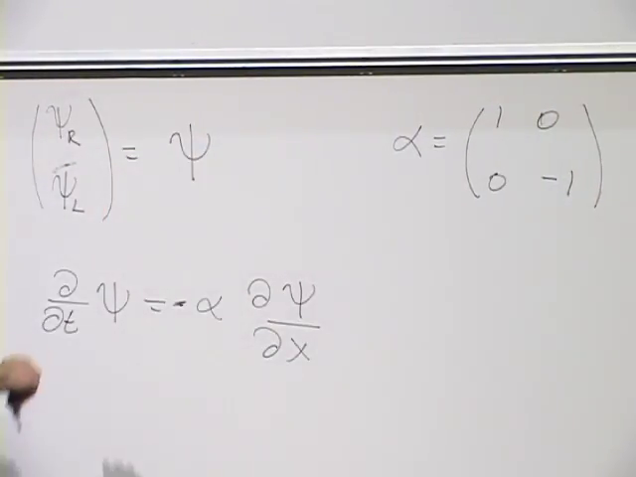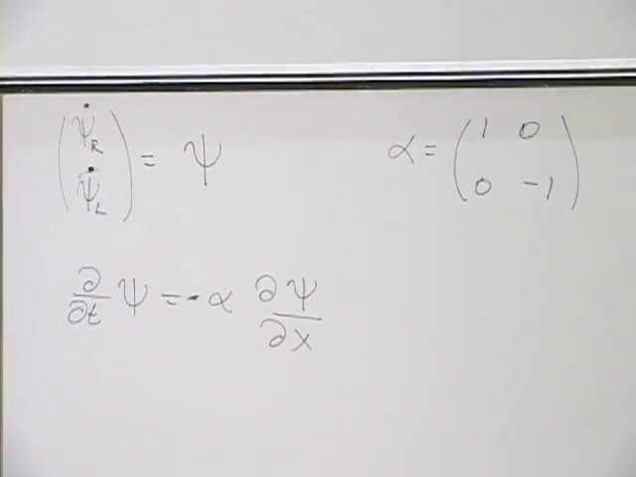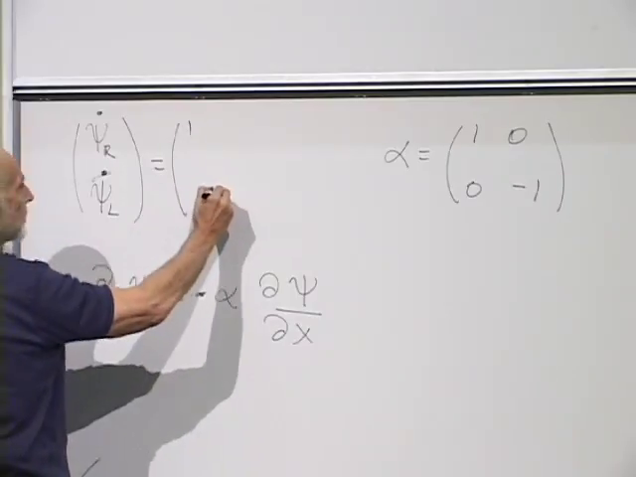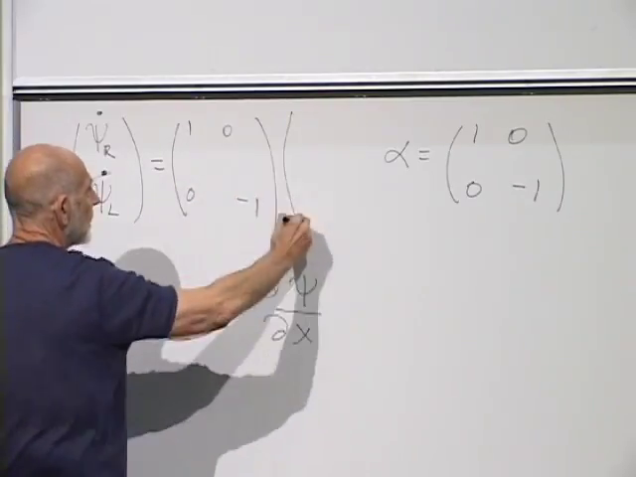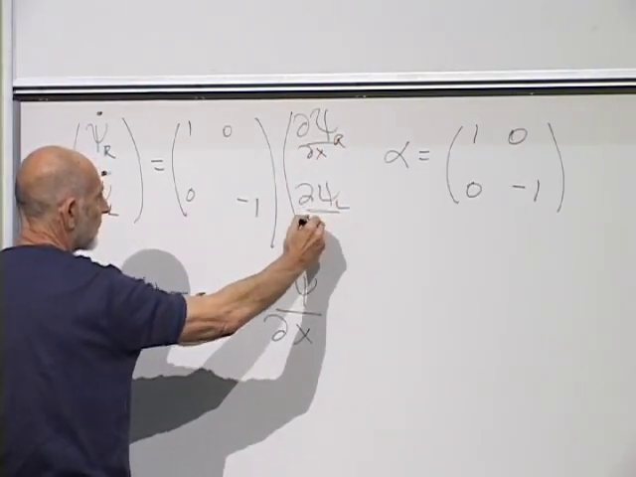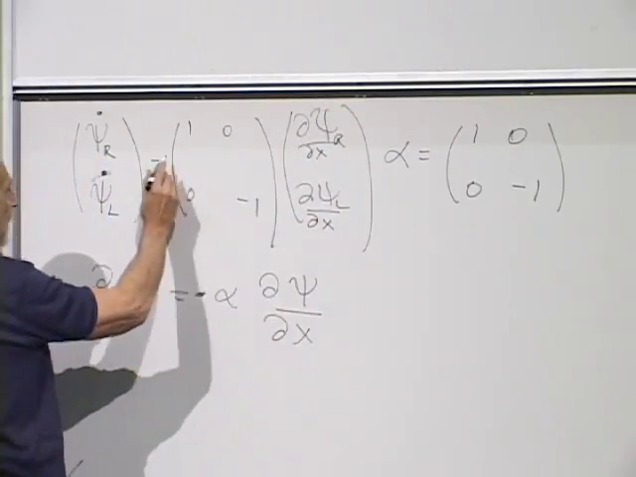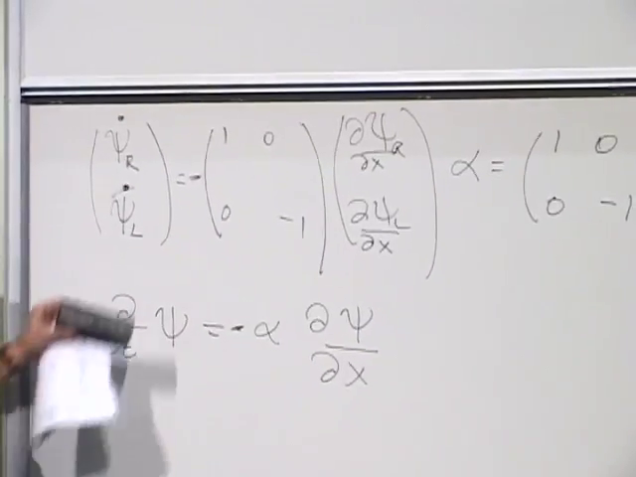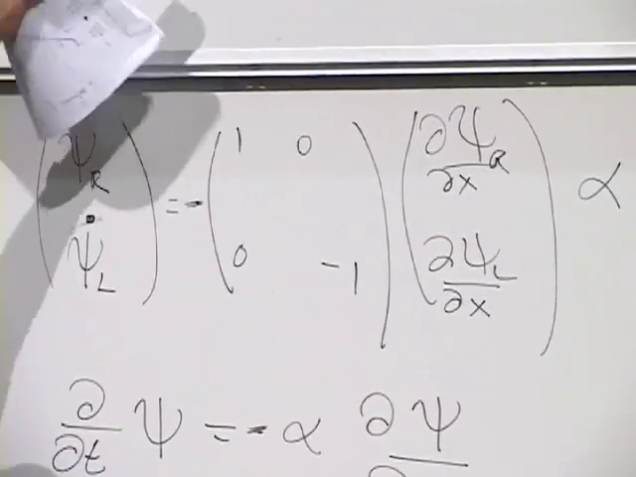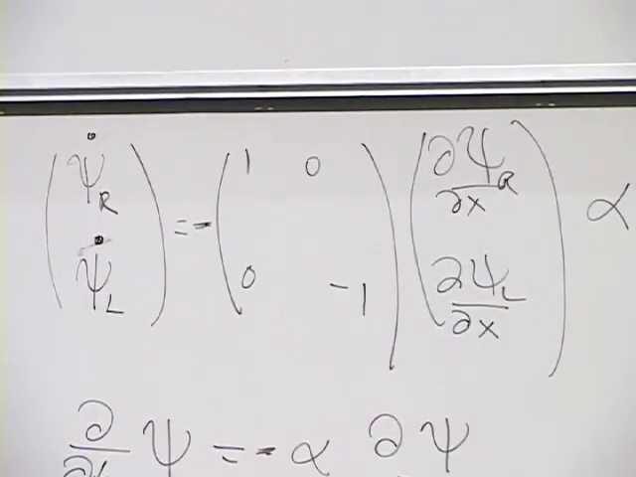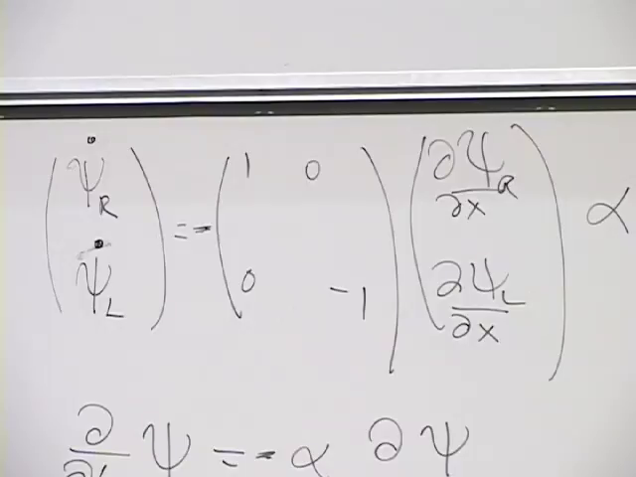In other words, to write it in column vector notation and matrix notation, it just says this is equal to alpha, which is 1, minus 1, 0, 0, times d psi right by dx, d psi left by dx. Oops, there's a minus sign. There should be a minus sign in here, like that. So this is just a fancy trick for writing two separate linear equations and putting them together into a matrix notation. It's very convenient, but it hasn't done any new physics.